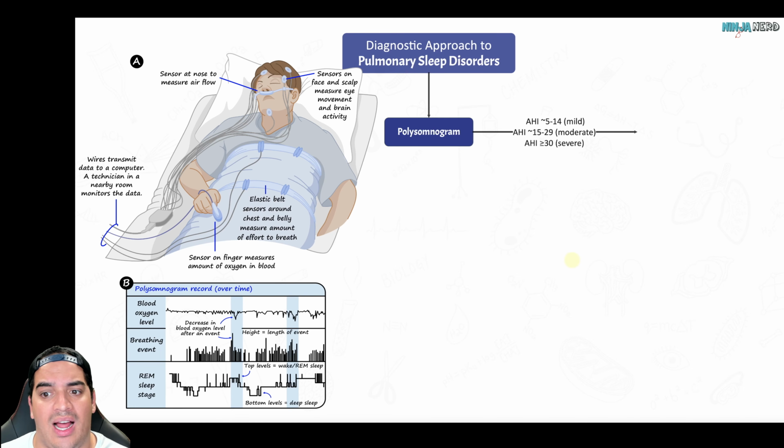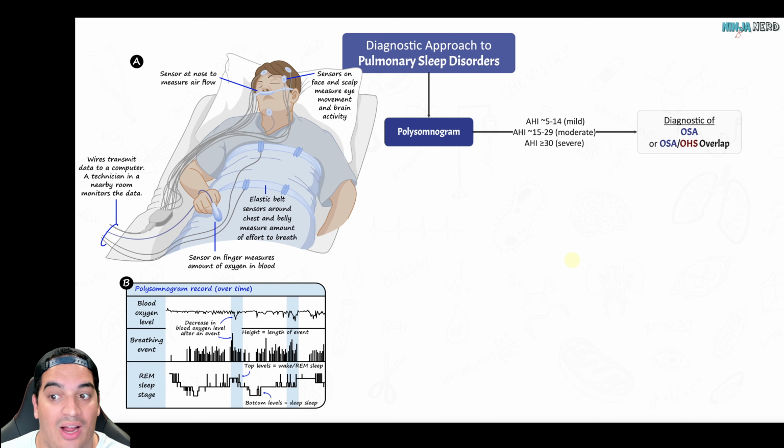If it's 15 to 29, it's moderate, and if it's greater than or equal to 30, it's severe. But again, that would be super diagnostic of OSA, or even potentially you could still have an OSA-OHS overlap. Again, OHS can definitely cause patients to have obstructive sleep apnea. The difference is with OHS, this occurs during the day and night. So if you got a polysomnogram and it showed that their AHI was at least greater than 5, then we definitely have the diagnosis of obstructive sleep apnea. But the higher it goes, the more it tells us about the severity.